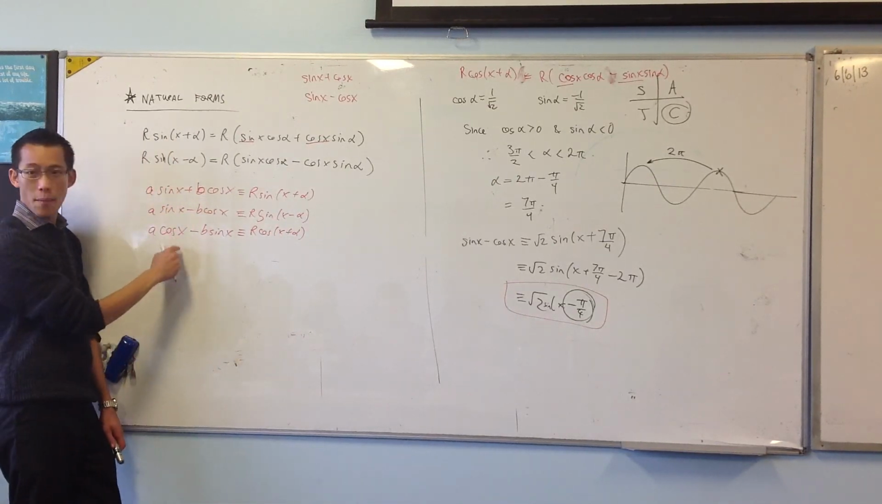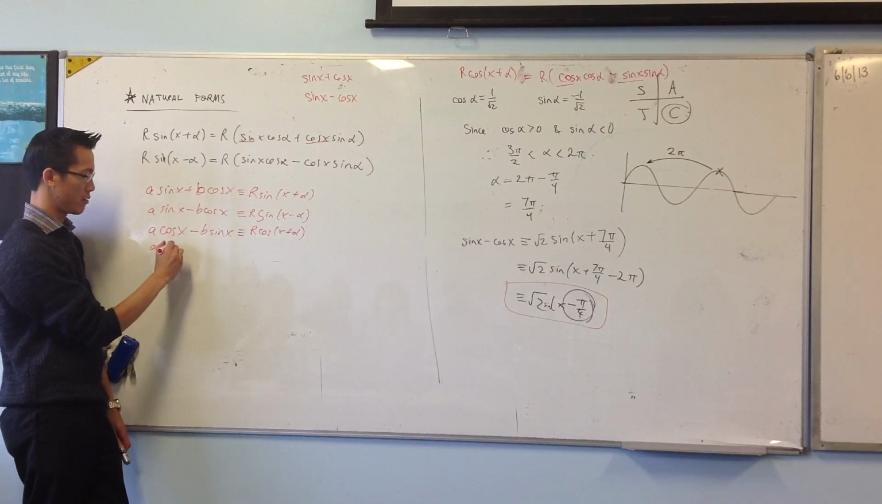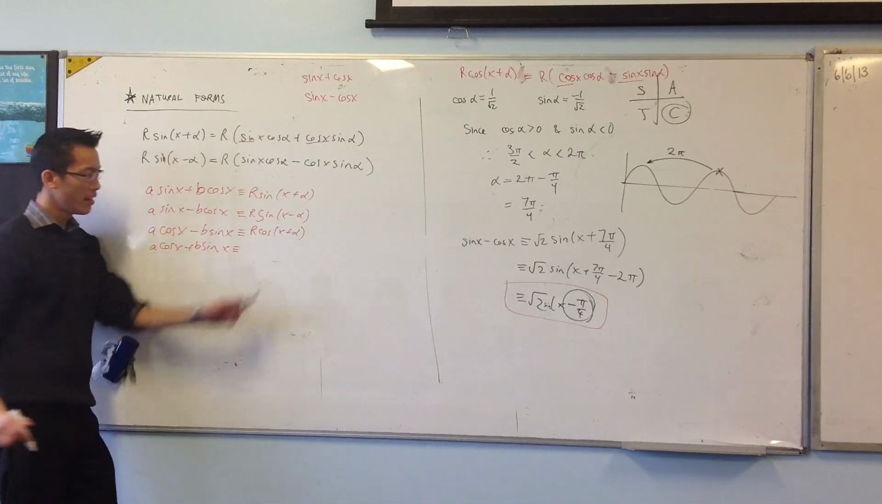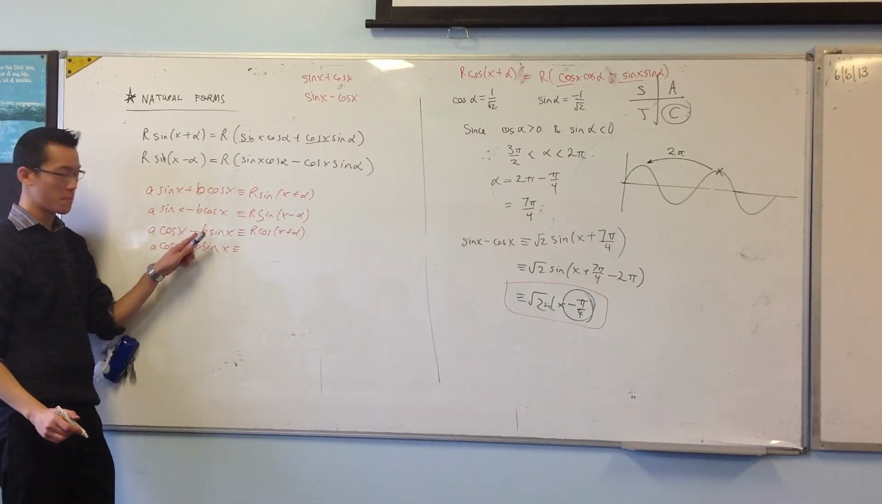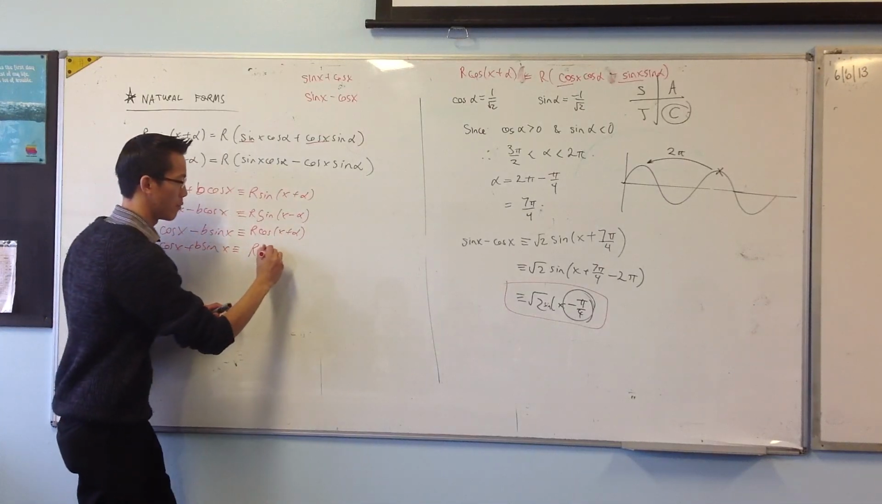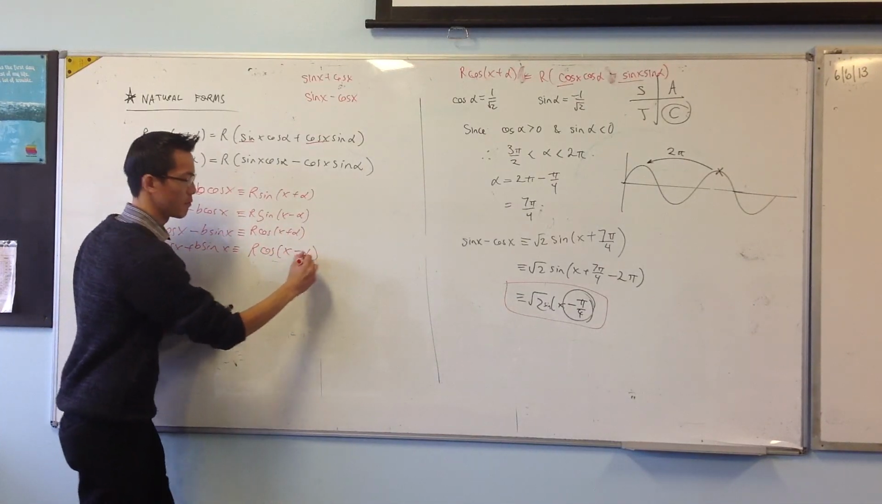Now, if I'm adding them, instead of taking the difference, in order to turn this minus into a plus, because cos is reversed, I'm going to use this form. Make sense?